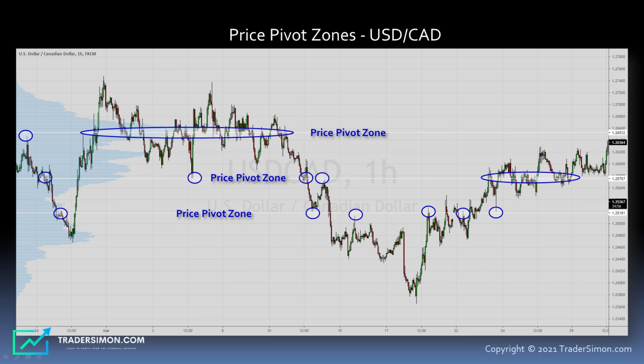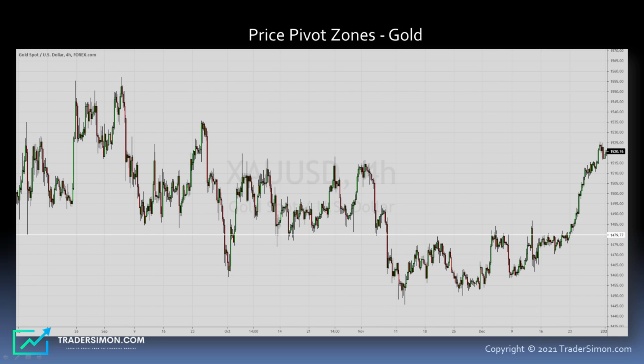And this third one, you can see that the market has been either side of this level, and you can also see the high volume node on the profile, and this is something I cover in my advanced course. Okay, now on to gold.